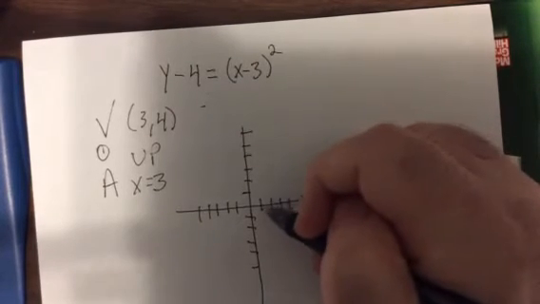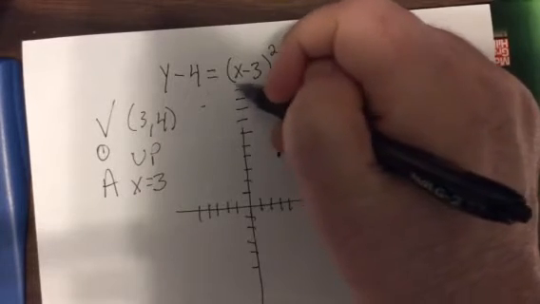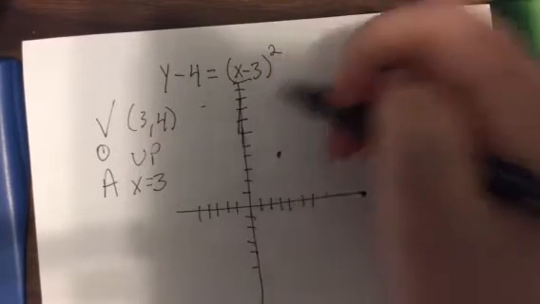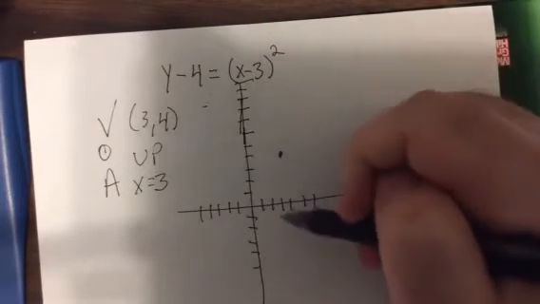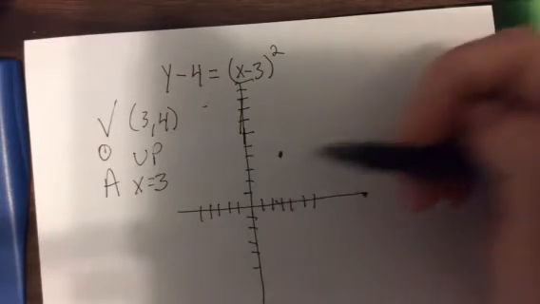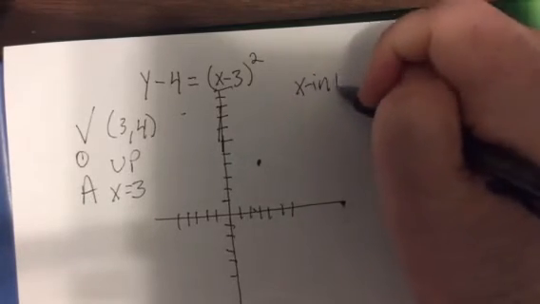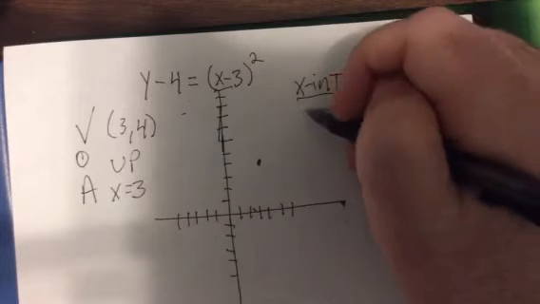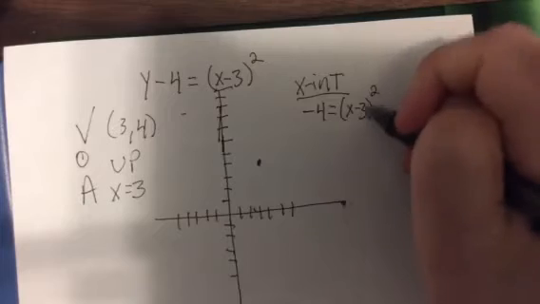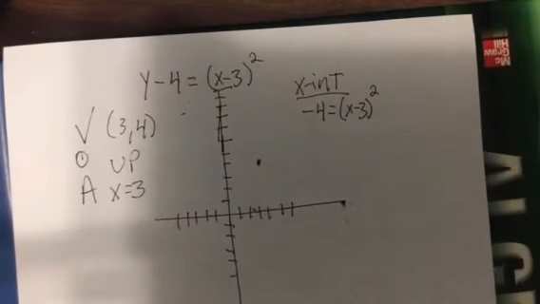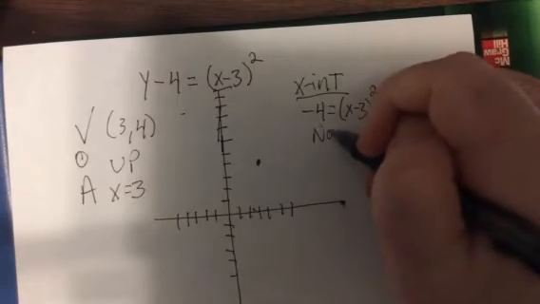Now, let's graph that. 3, 4. Now notice that's above the axis and it's opening up, so there's no way it can touch the x-axis. So there are no x-intercepts. But let's say we didn't notice that. For the x-intercept, put 0 in for y. We have negative 4 equals x minus 3 squared. Square root both sides. Oh, no. You can't take the square root of a negative number. So there are none.